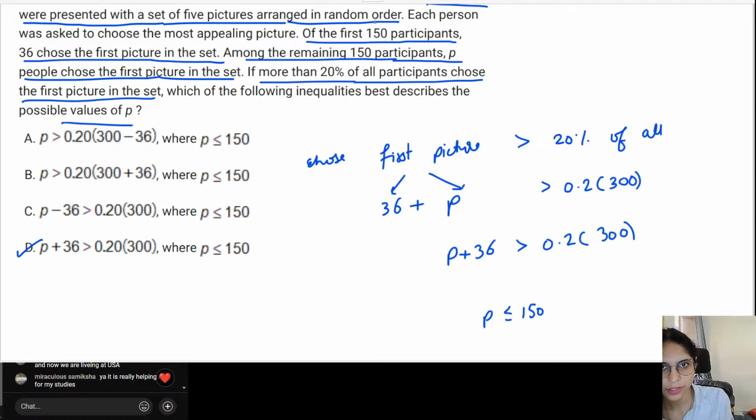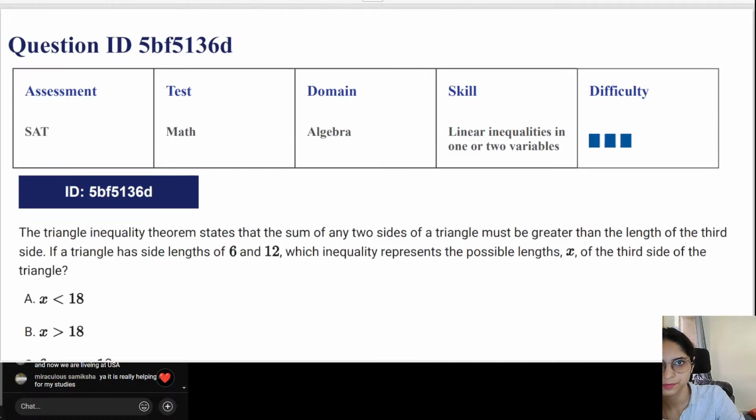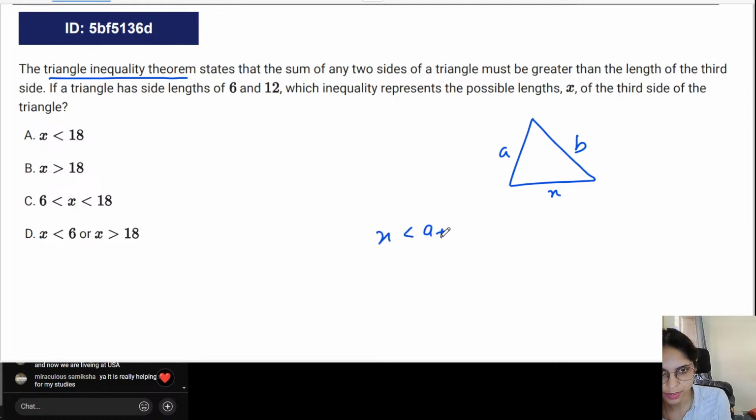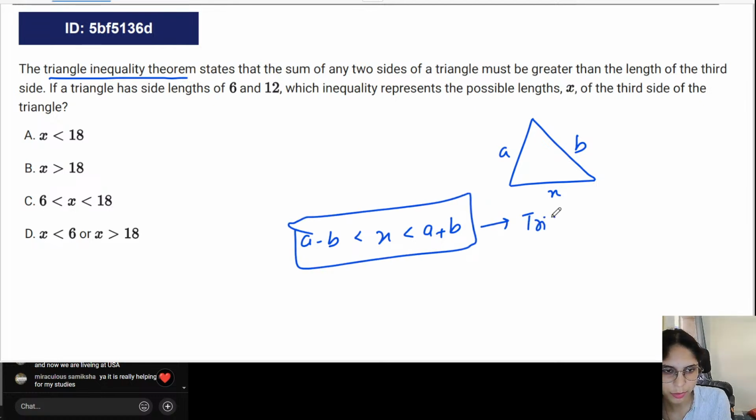Next one is question number 24. The triangle inequality theorem: two sides will be given. X should be between a plus b and a minus b, exclusive. They are not included. So this is your triangle inequality theorem. If you remember this, this is a very easy question.